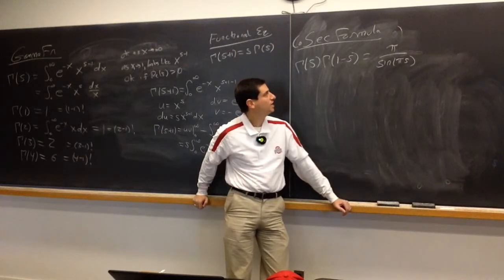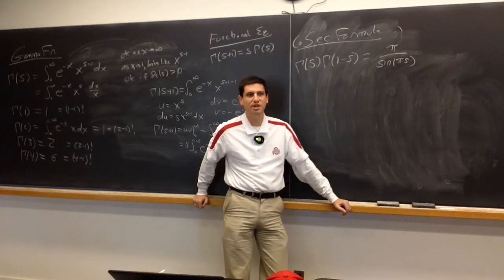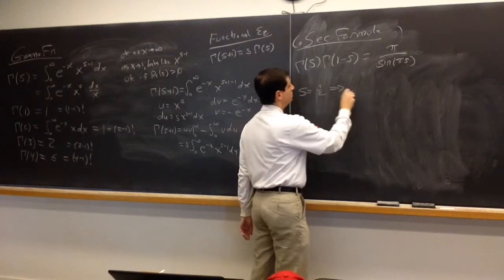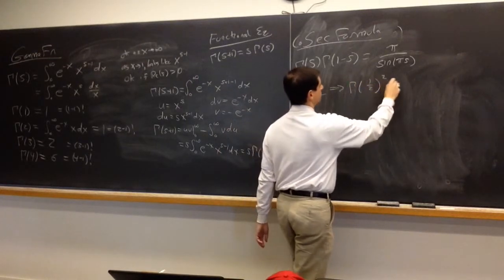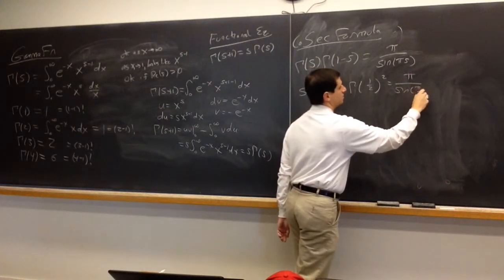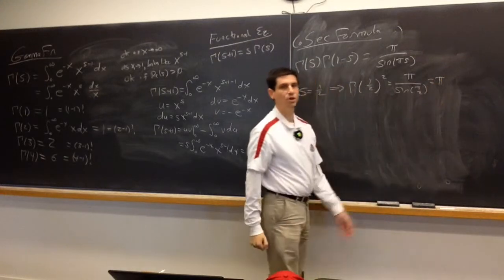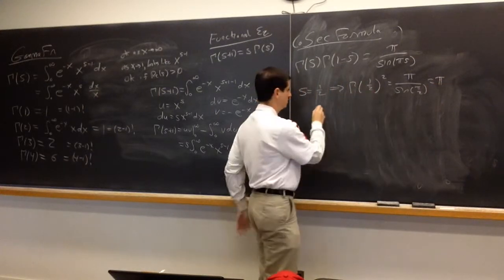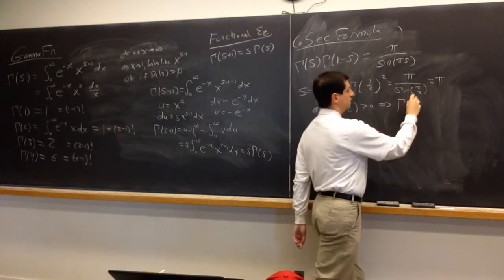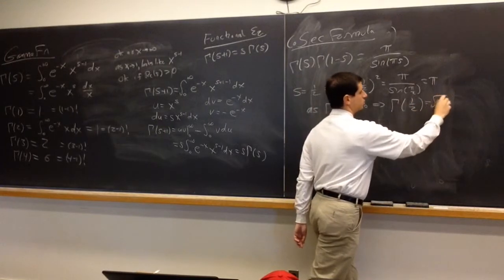So when you see this formula, if you listen, it's screaming at you a specific value of s to use. What value of s? 1/2. Because if you take s equals 1/2, these two are the same. So this gives you gamma of 1/2 squared is pi over sine of pi halves, which is pi. We know gamma of 1/2 is positive. As gamma of 1/2 is greater than 0, this implies gamma of 1/2 is the square root of pi.